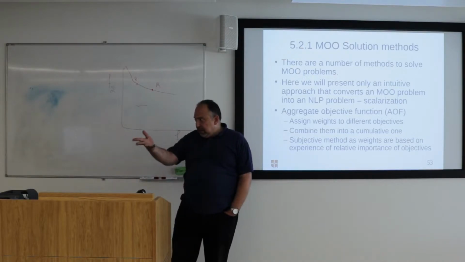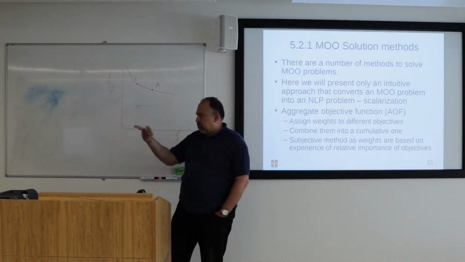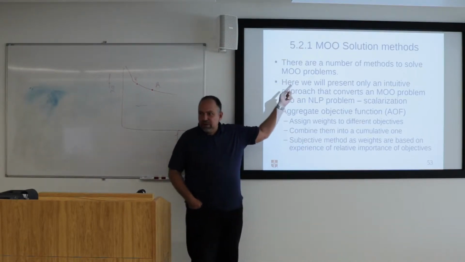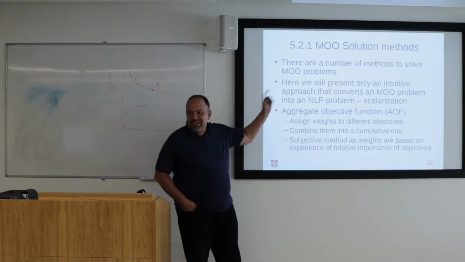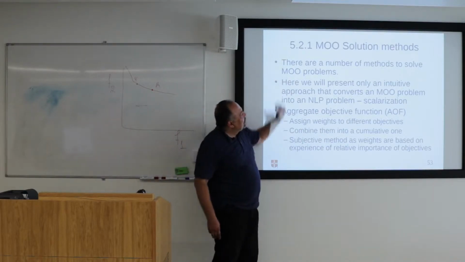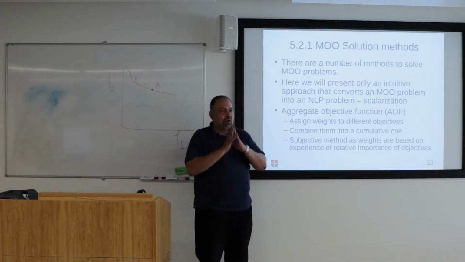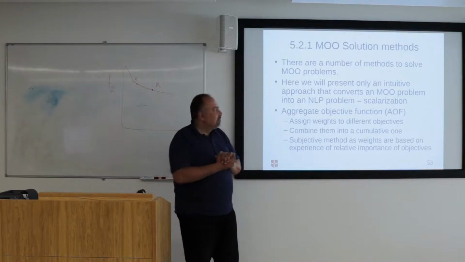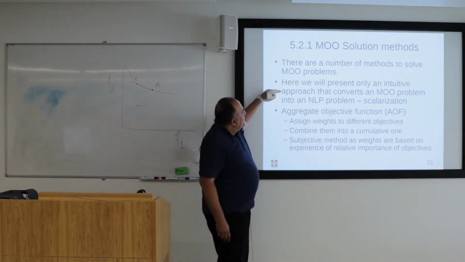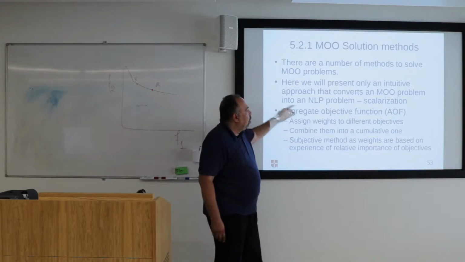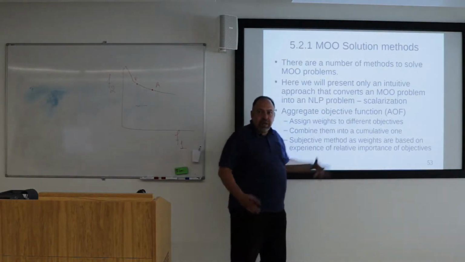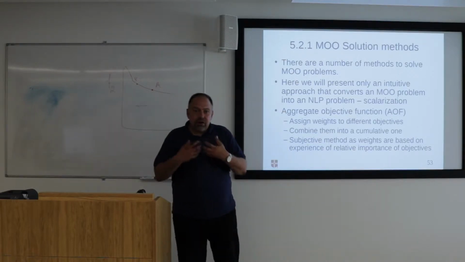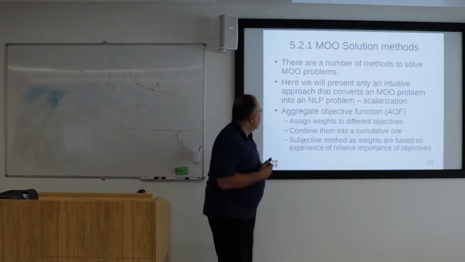So again, this brings us to the next point, which is how do you solve multi-objective optimization problems? What are the solution methods? There's a number of methods. I'm going to talk only about the simplest one, which is not always guaranteed to give you the Pareto front, but let's look at it. We're going to call it scalarization. Basically, you take all the objectives and somehow you merge them, you aggregate them into one single objective.